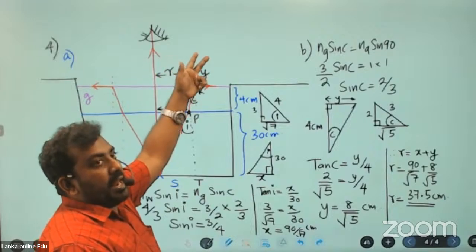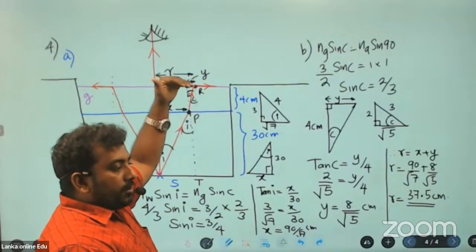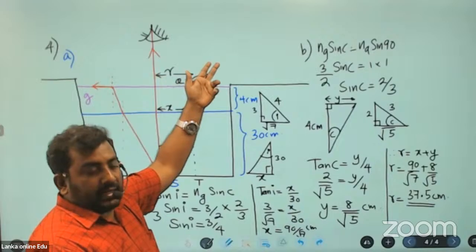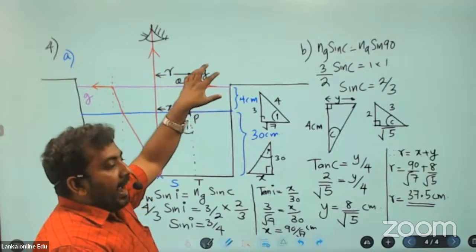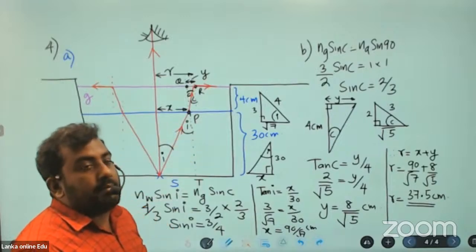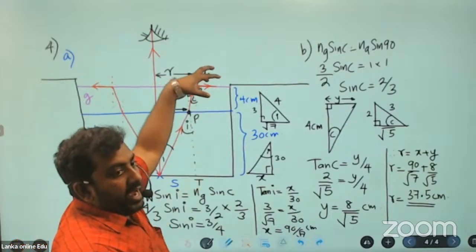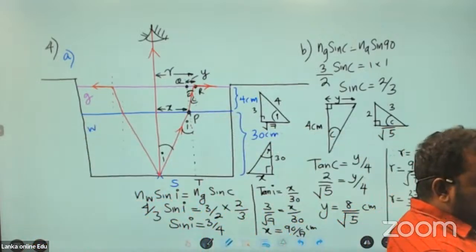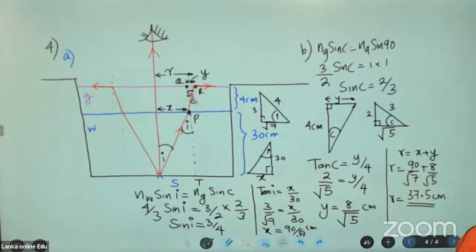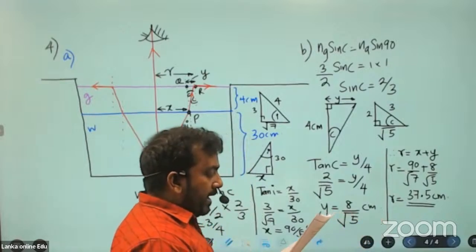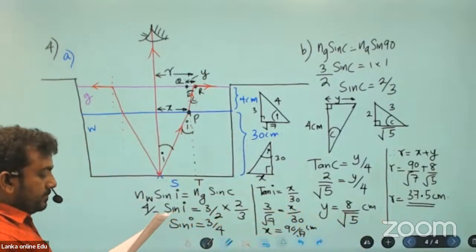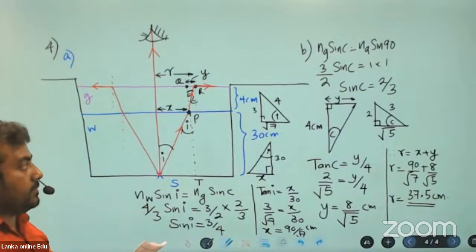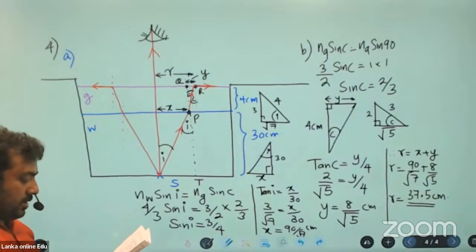From glass to water, light rays will refract. And from water to air, light rays will emerge along the boundary. Light rays will emerge along the boundary.